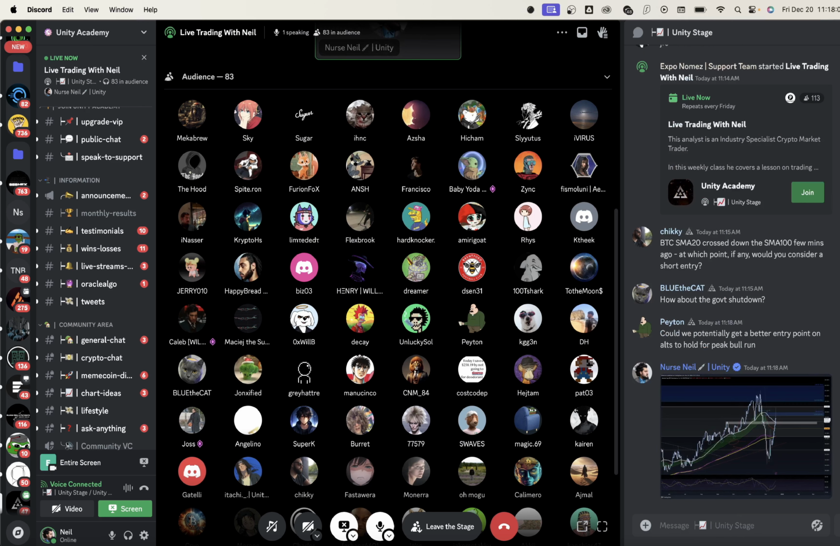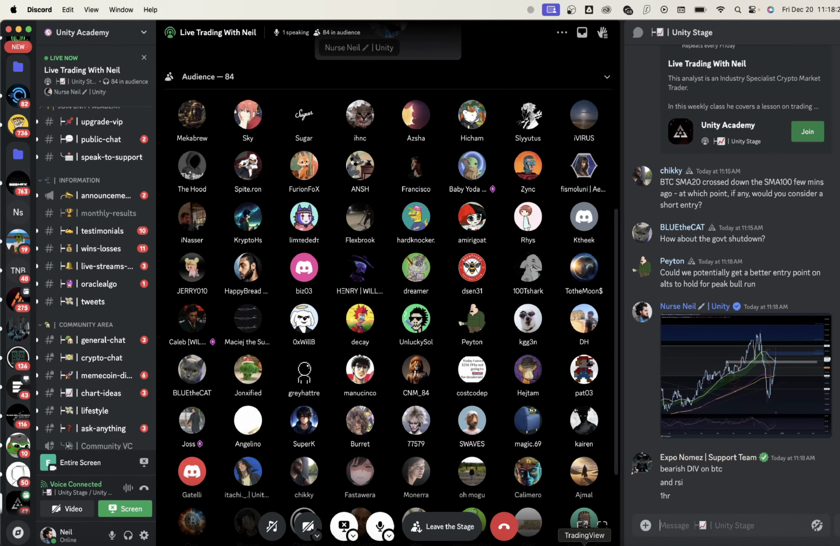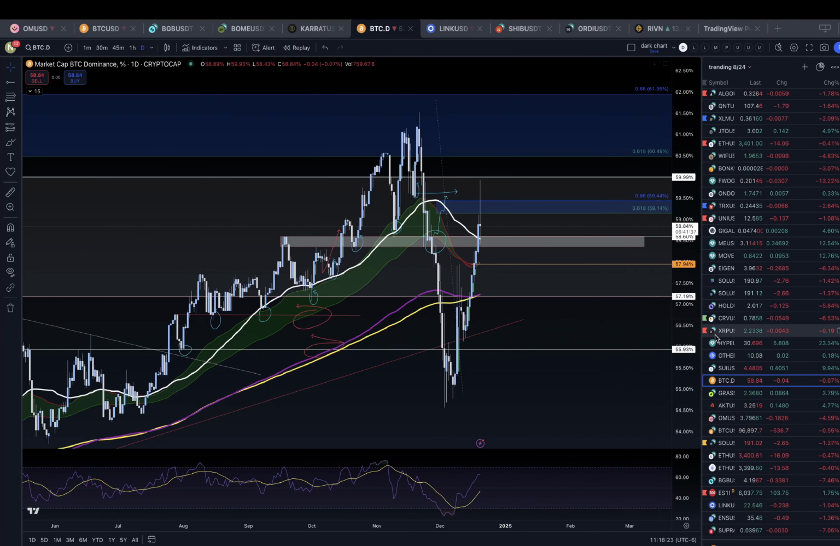BTC 20 crossed down below the SMA 200. I'll take a look at Bitcoin. Bearish div on BTC and our side. Yeah, let's take a look at Bitcoin. No problem.